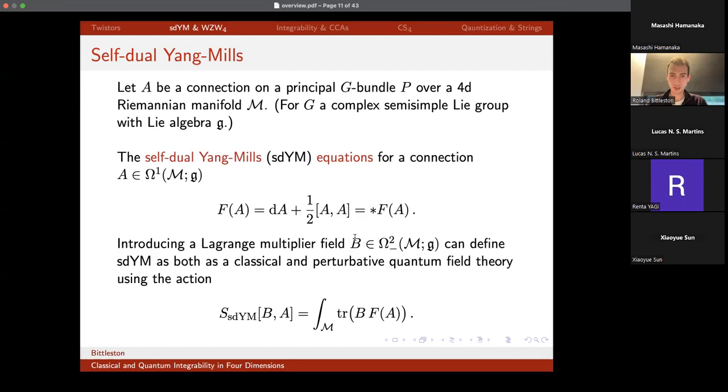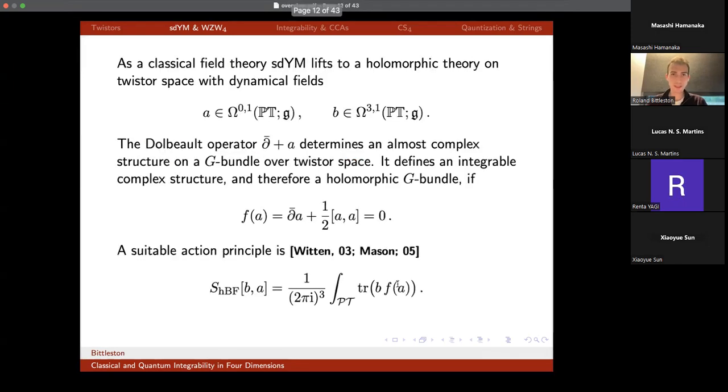And what that means is that that field is anti-self-dual, because when we vary it, it'll pick out the anti-self-dual part of F and force it to vanish. So this is the theory that I'm going to refer to as self-dual Yang-Mills. It's a very simple theory. Because it's of BF type, if we were to try and treat it as a quantum theory, its Feynman diagrams are very, very simple. It has just tree and one loop amplitudes, nothing more than that. So as a classical theory, self-dual Yang-Mills lifts to a holomorphic theory on twistor space.